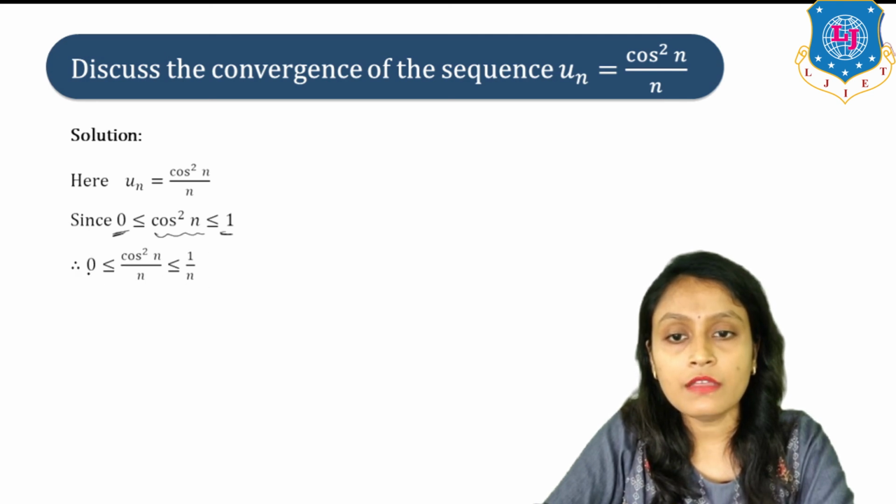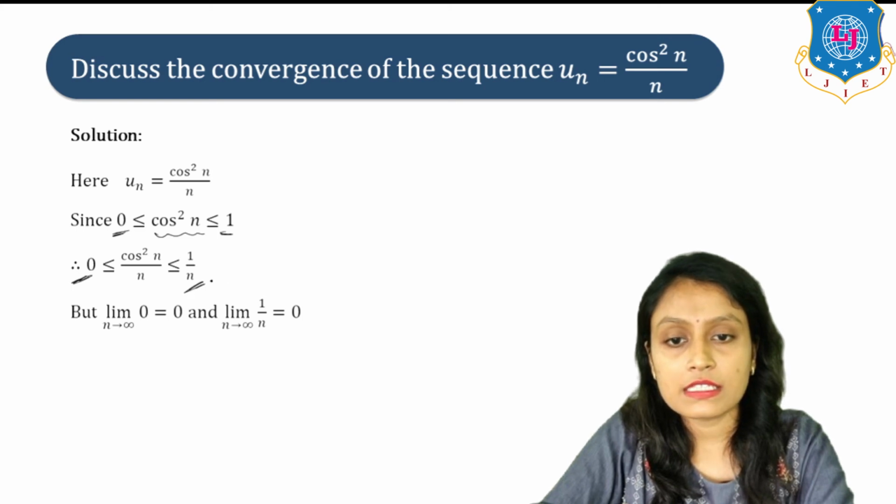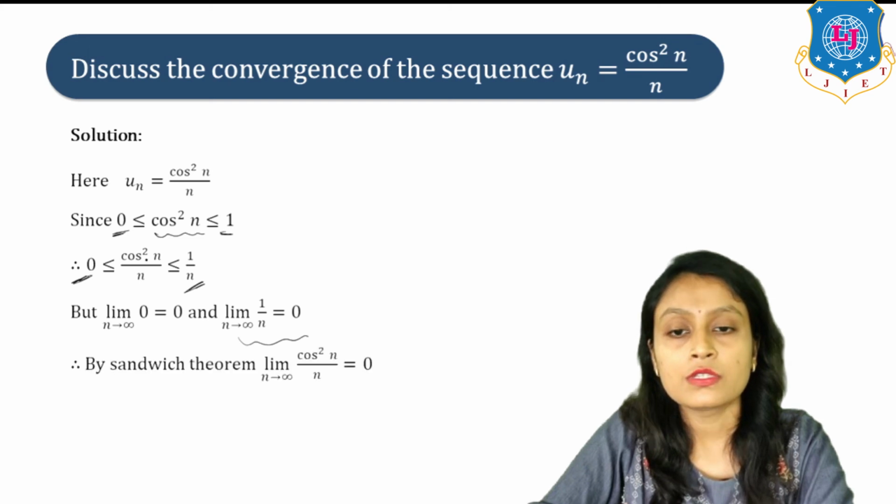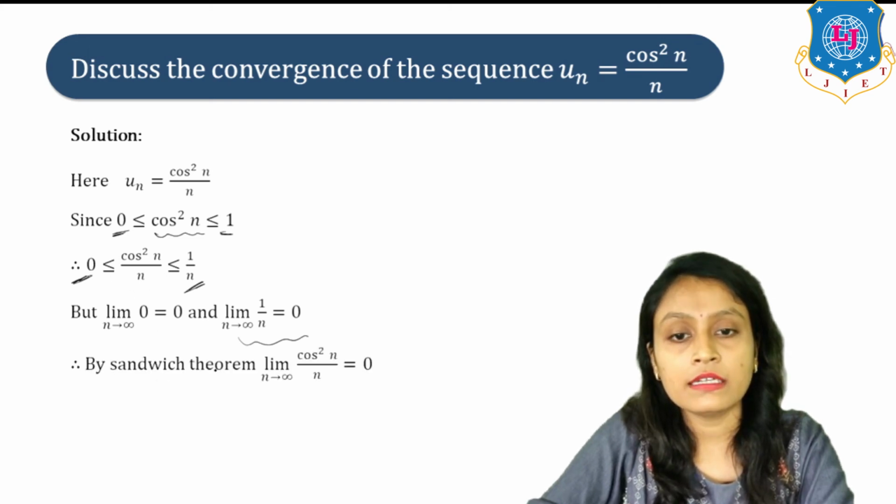So this will be 0 less than or equal to cos square n upon n less than or equal to 1 upon n. Okay, now this limit is 0 and we will find this limit, which is also equal to 0. So both the limits are 0. So by Sandwich theorem we can say that limit n tends to infinity, cos square n upon n is also equal to 0. Again it is a finite answer, therefore the sequence is a convergent sequence.